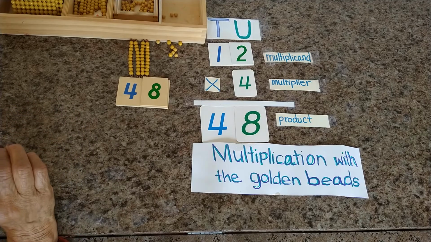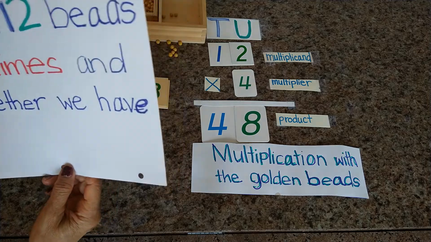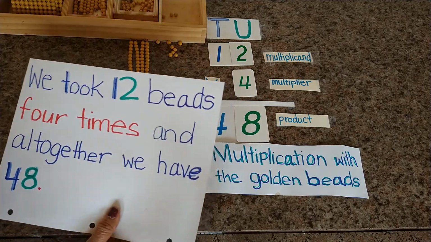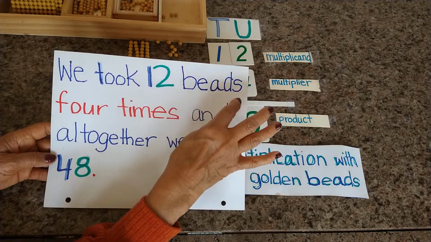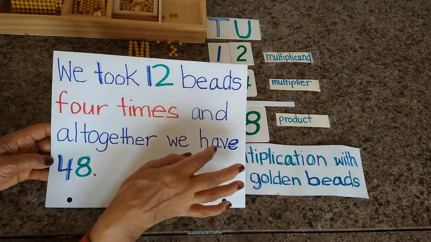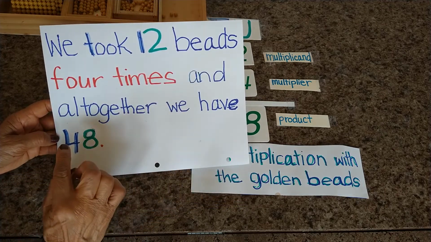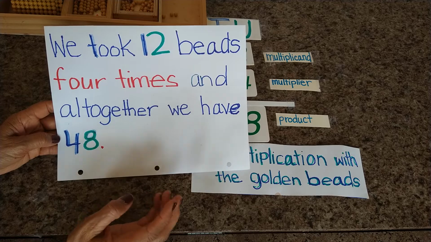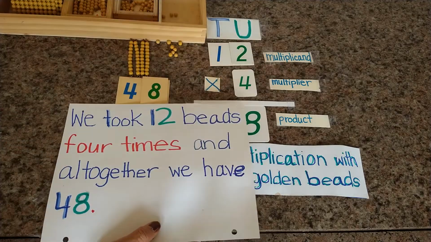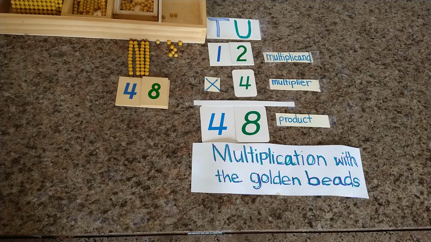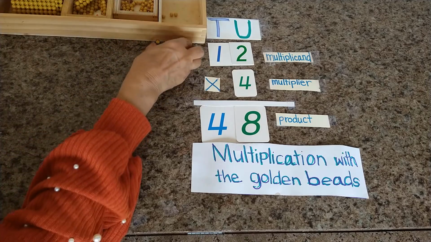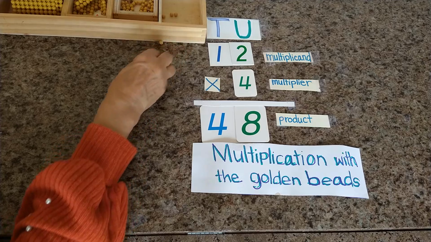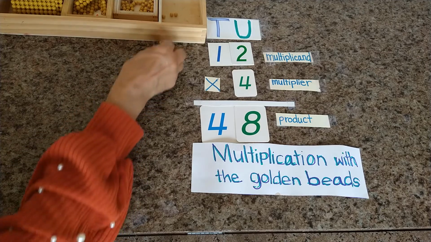Before we do another one, I want to read these math problems. Okay, let's read together. We took 12 beads 4 times and all together we have 48. That is our answer, right? The answer is called the product. Okay, so I'm going to remove these cards and quantity away because I'm going to place new cards, and we are going to do another math equation.